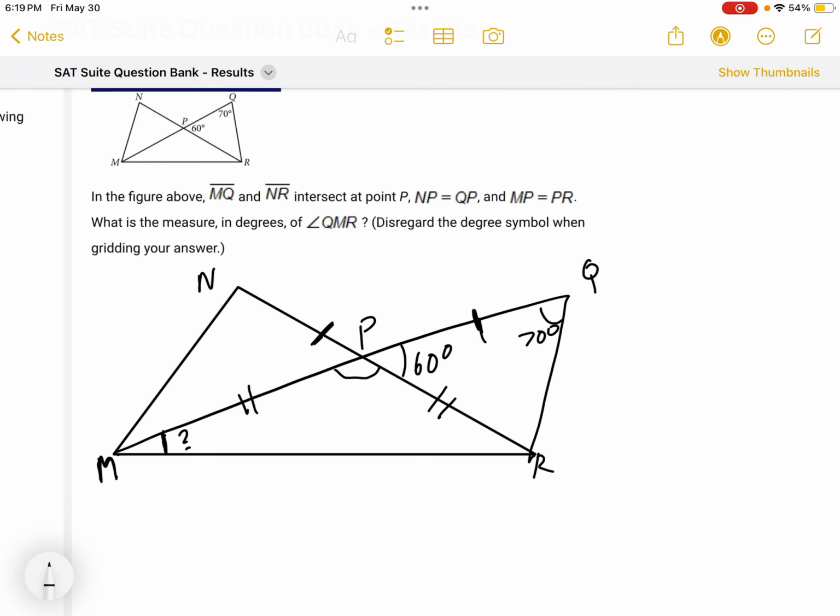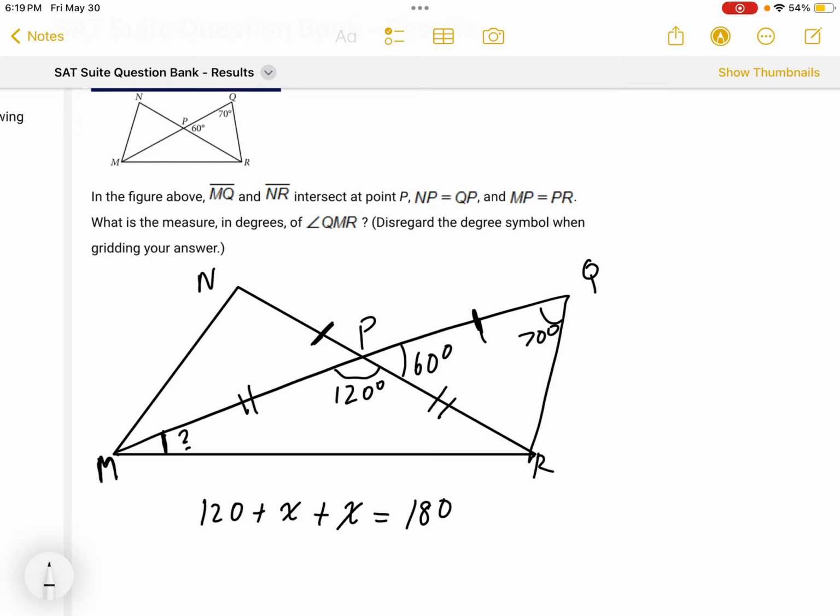Here I see a pair of supplementary angles. Angles MPR and QPR are supplementary. So the measure of angle MPR is just 180 minus 60, which is 120 degrees. And again, using the properties of isosceles triangles, the angles opposite the sides that are equal will also be equal. Here we can just sum the angles in triangle MPR. So 120 plus the angle we want to find, x, plus the other angle, which will also be equal to x, has to equal 180.